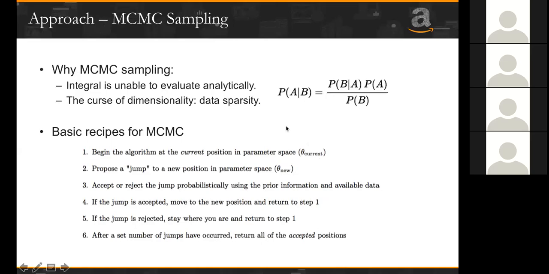So I'll give a general recipe for the MCMC. Basically, we begin the algorithm with some randomly assigned position for the parameters. Then we propose a jump to a new position in the parameter space. We accept or reject the jump probabilistically using the prior information and the available data. If the jump is accepted, we move to the new position and return to step 1. If the jump is rejected, we stay where we are and return to step 1. So the final result is a set of samples we simulated, and we try to estimate the distribution from it.